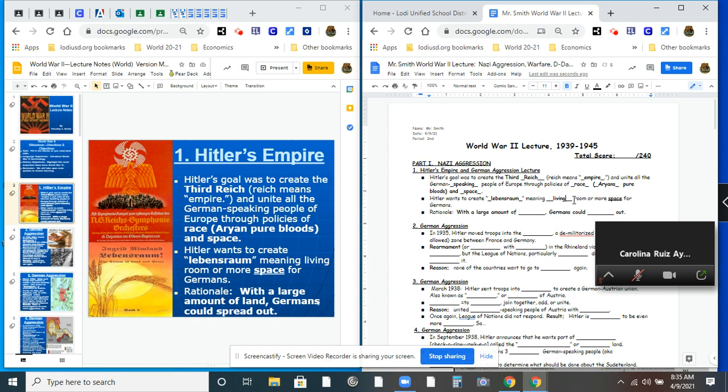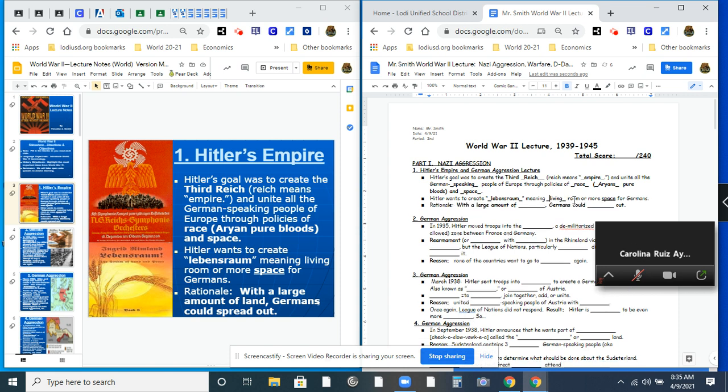So this is the second justification for the attacks by the Nazis. He said with a large amount of land, the Germans could spread out. Who doesn't want to spread out? If it costs someone else, is it justifiable? The Nazis thought so, but the rest of the world probably would disagree.